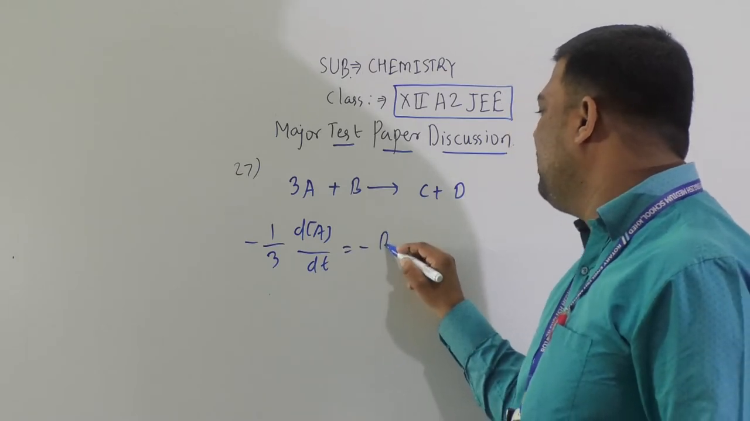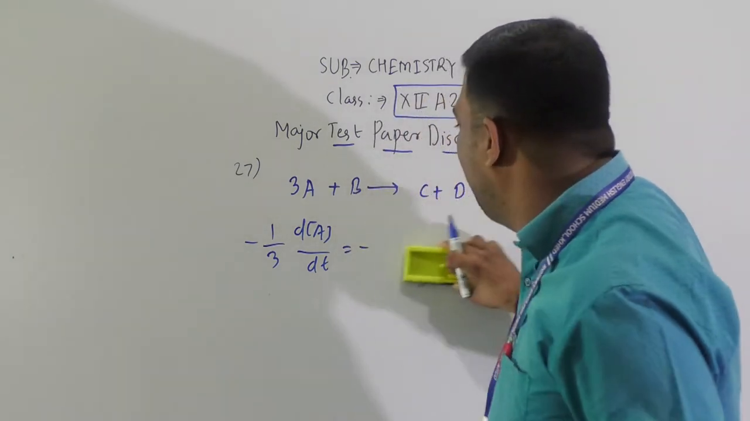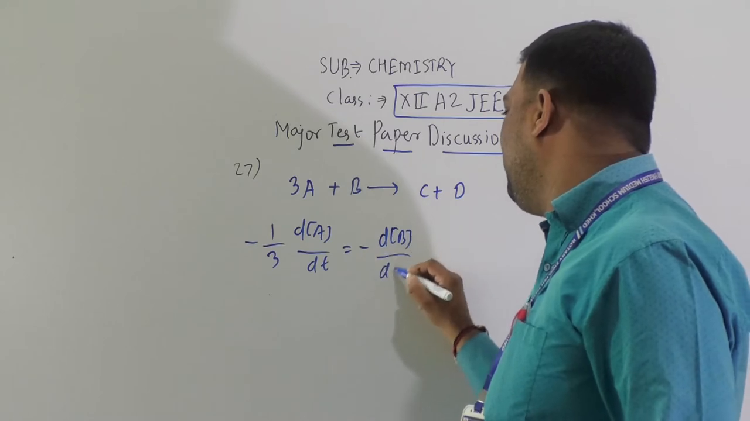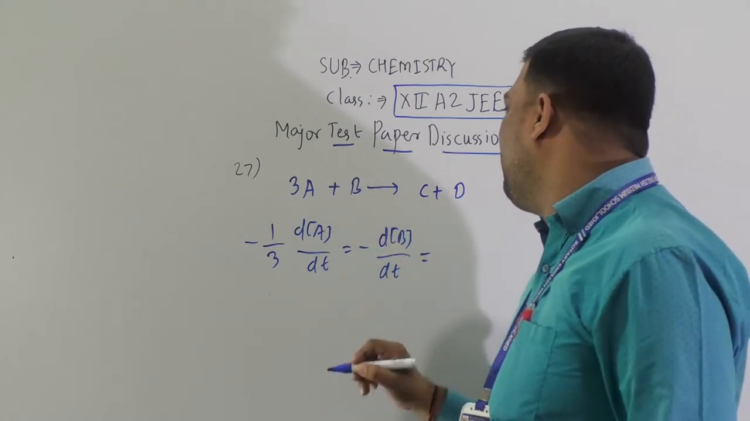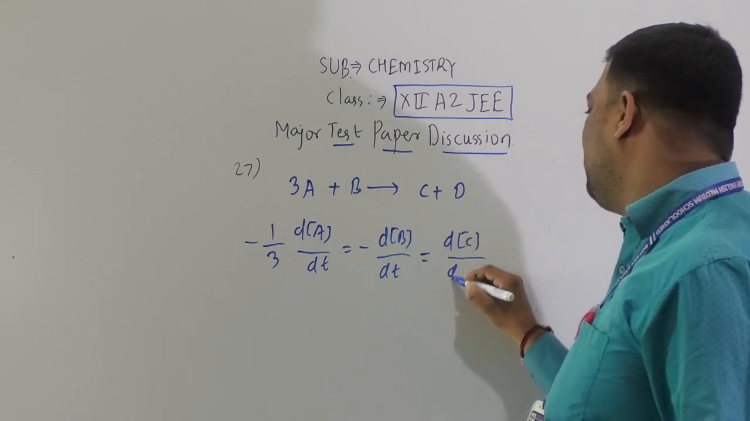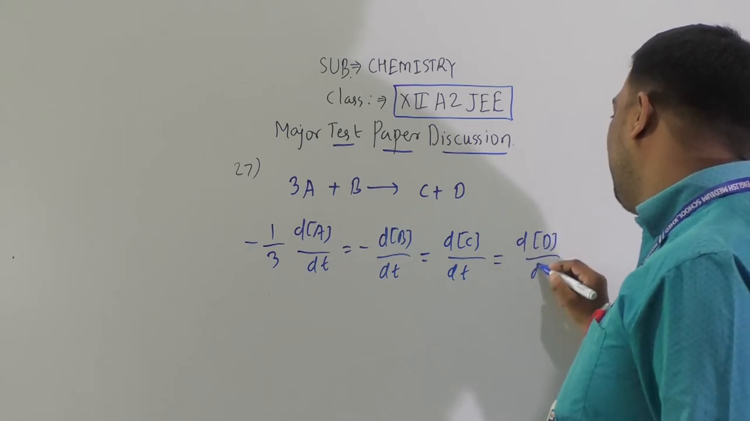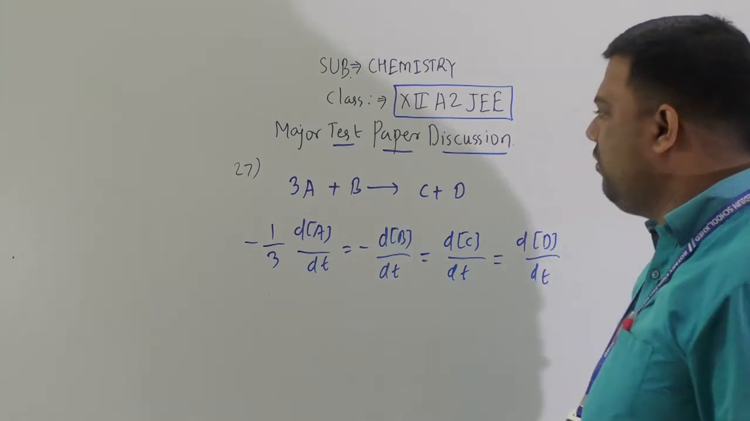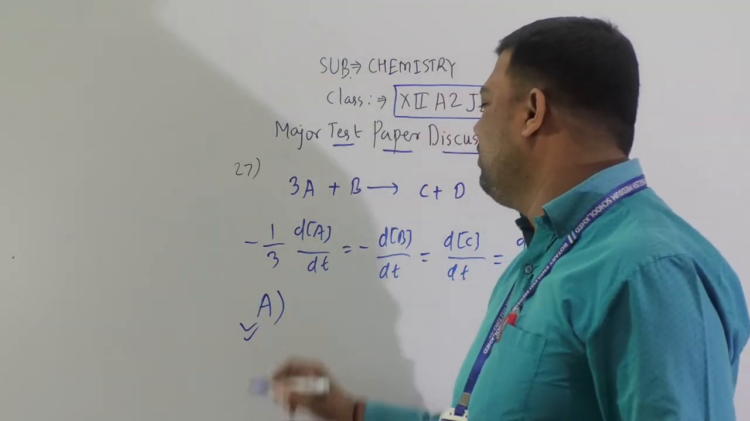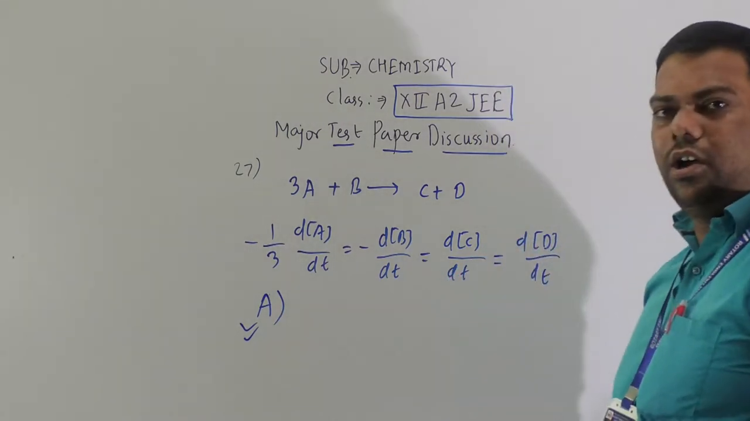minus dB by dt, because these are reactants, is equal to, simply plus, the concentration of C with respect to time, and also the concentration of D with respect to time. So here the option is A. Understood, option A for question number 27.